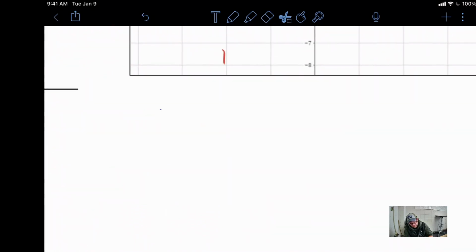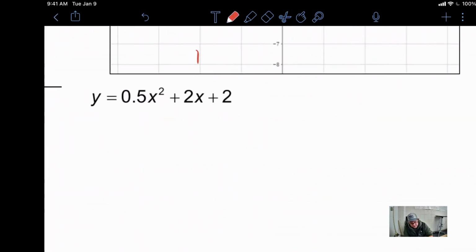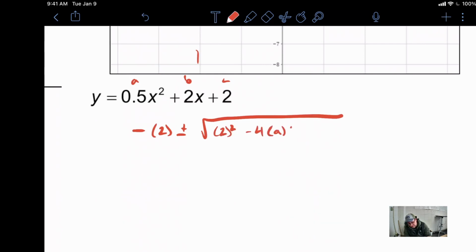So coming on down. Remember, my quadratic formula is -b. So this is our a, this is our b, and this is our c. So we'll have a -2 plus or minus the square root of 2 squared minus 4 times a times c. A is, of course, 0.5, and c is 2, all over 2 times 0.5.